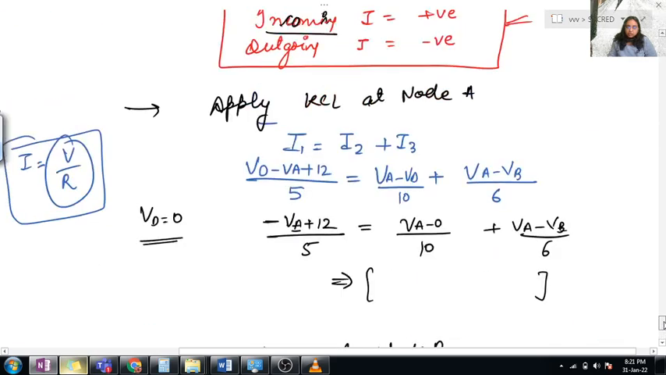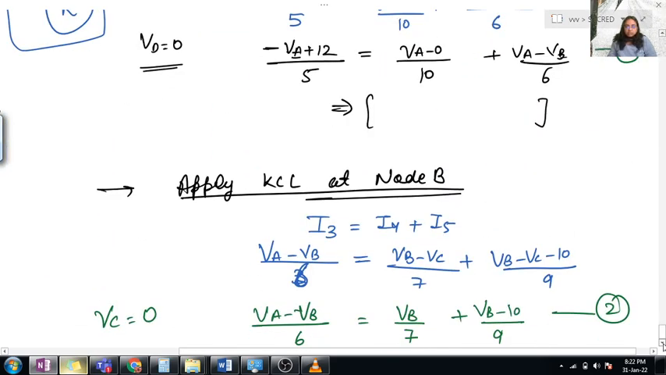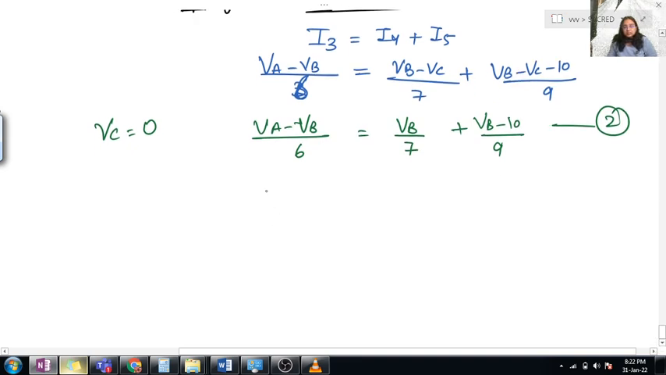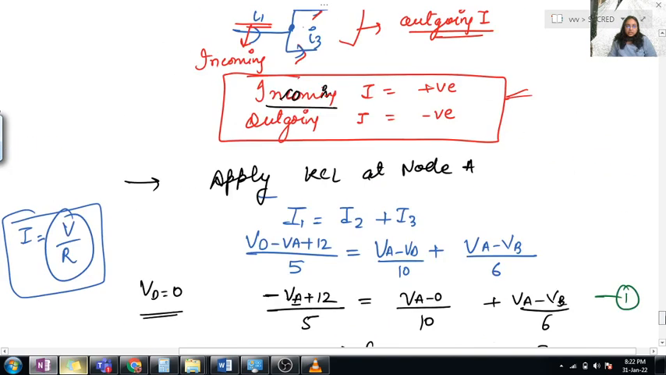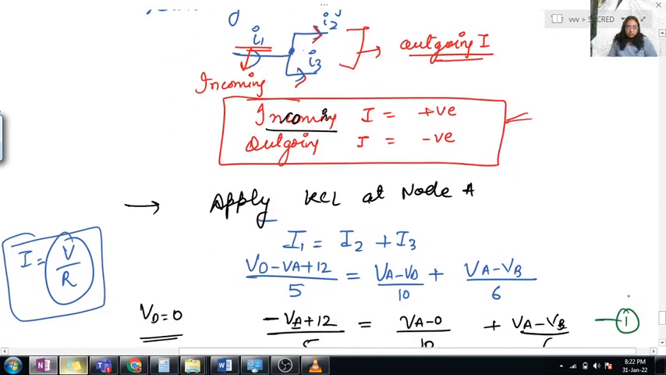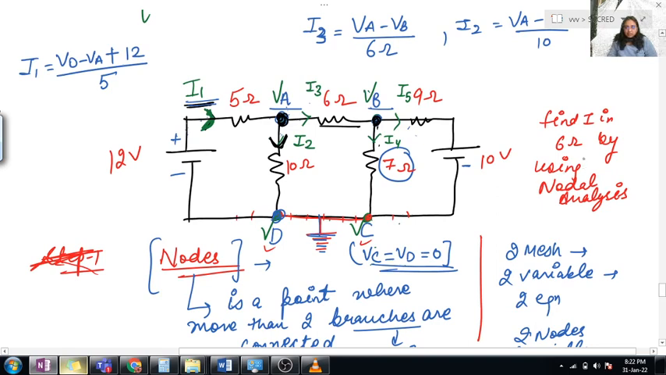Now you will get two equations. This one is the second equation and this one is your first equation. You can solve it further. It's just a simple mathematical expression. By solving it, you will get the values of VA and VB, right? And after getting the values of VA and VB, you can put them in and get the current equation. Like in this, they are saying that you need to calculate the current in 6 ohm, right?